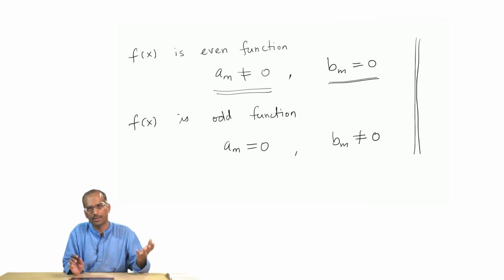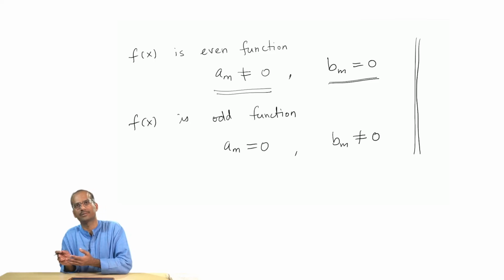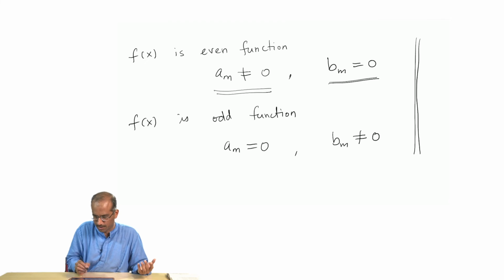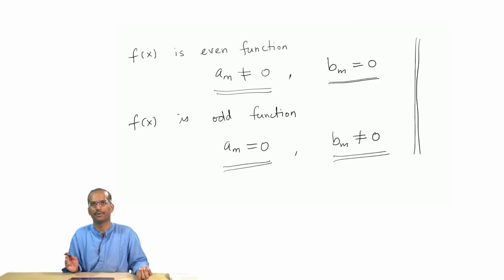So, if you know that your function originally is an even function, you do not even have to calculate the values of b m. And similarly, if you know that your function is an odd function, then all the a m's are 0 for all values of m, and you need to only calculate the values of b m alone. But in general, if your f of x does not have any particular symmetry, of course, there would be contributions from both.